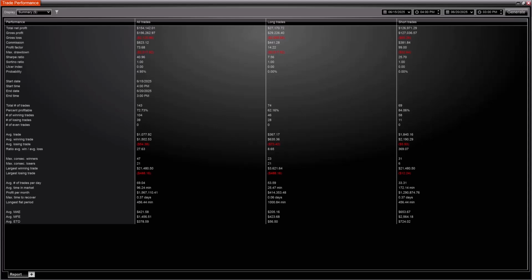Most traders glance at their trade performance summary and assume the numbers tell the whole story. But here's the truth. Unless you understand the context of your strategy, how the numbers are calculated, and how they relate to your actual trading logic, they can easily misrepresent reality.